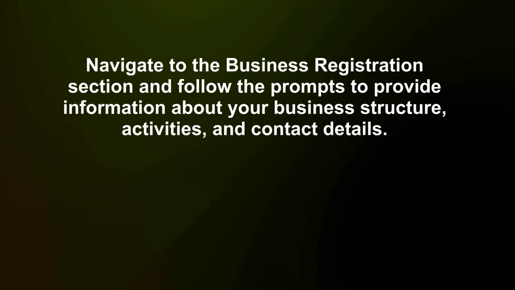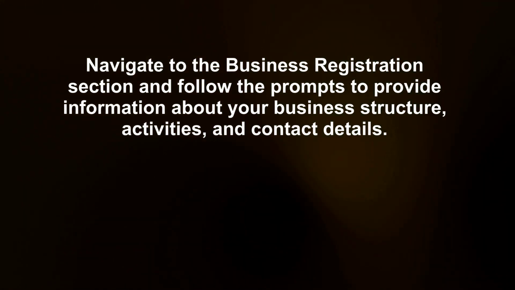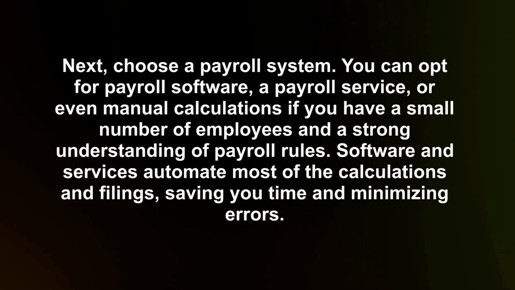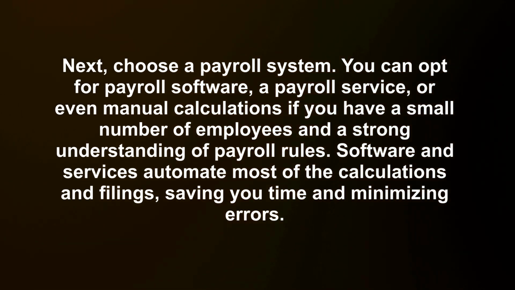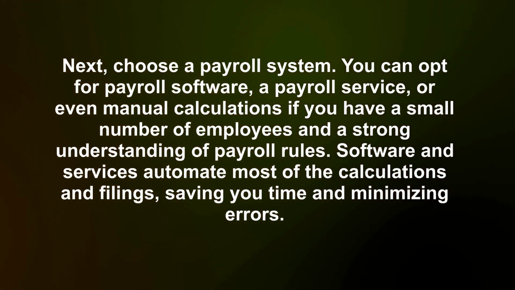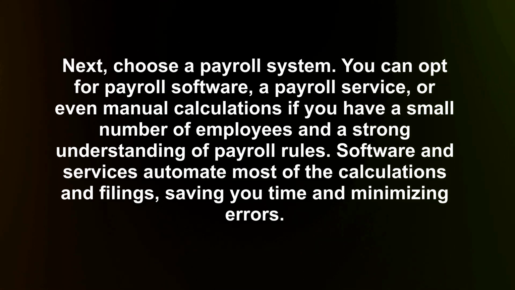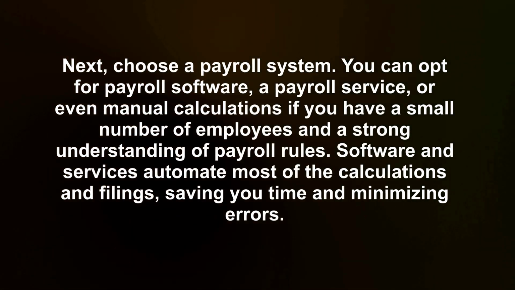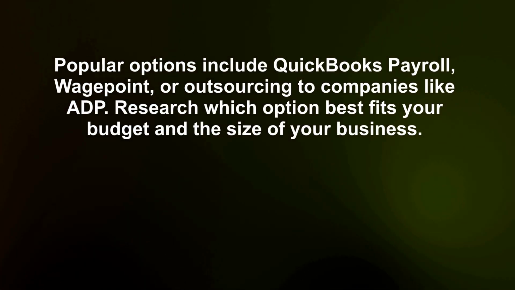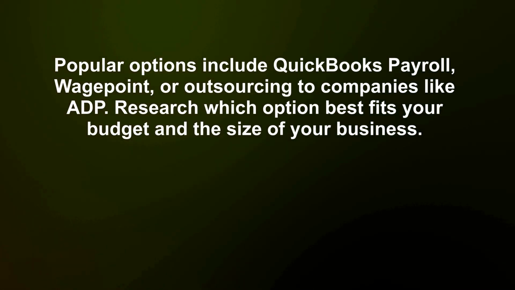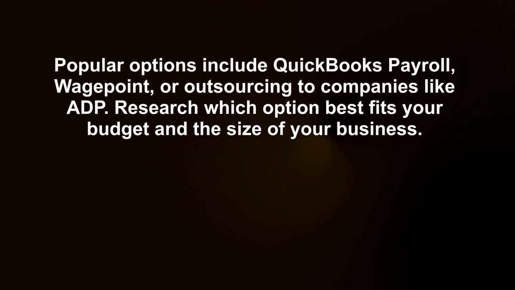Navigate to the business registration section and follow the prompts to provide information about your business structure, activities, and contact details. Next, choose a payroll system. You can opt for payroll software, a payroll service, or even manual calculations if you have a small number of employees and a strong understanding of payroll rules. Software and services automate most of the calculations and filings, saving you time and minimizing errors. Popular options include QuickBooks Payroll, Wagepoint, or outsourcing to companies like ADP. Research which option best fits your budget and the size of your business.